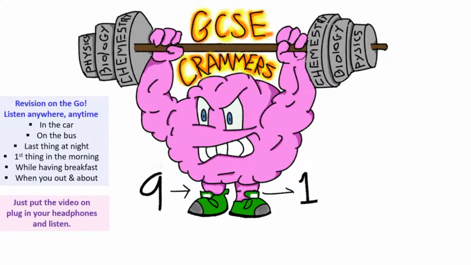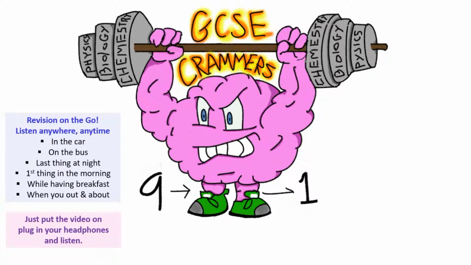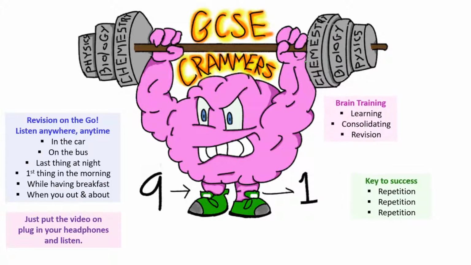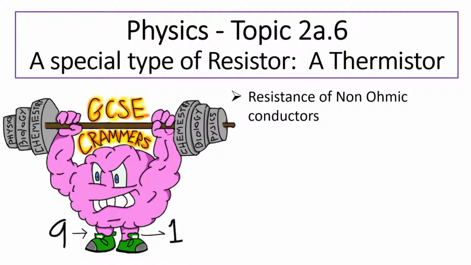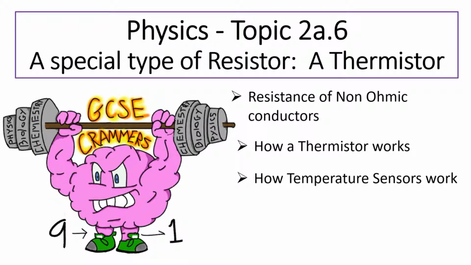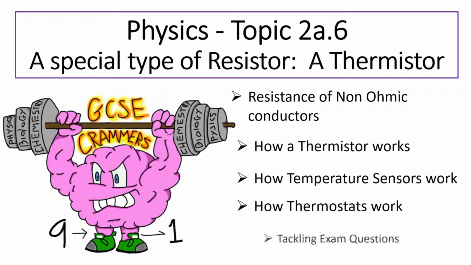It's never too late to start revising, and this way you can do it anywhere. Listen to these questions as many times as you need until the answers pop into your head. Today we're revising Physics topic 2a.6, a special type of resistor, a thermistor, covering resistance of non-ohmic conductors, how a thermistor works, how temperature sensors work, how thermostats work, and tackling exam questions.